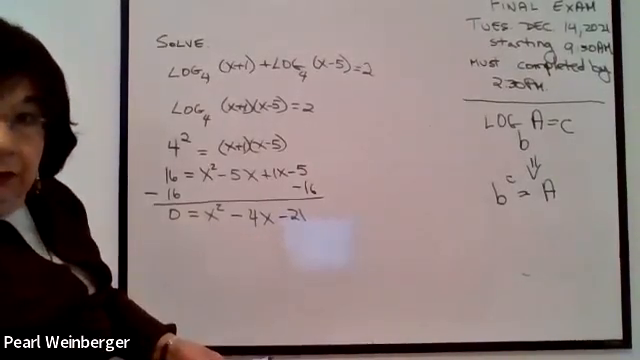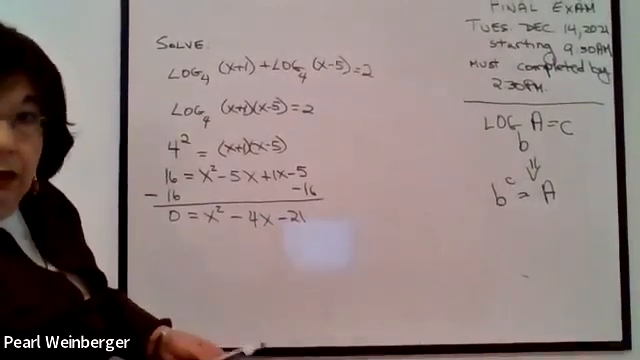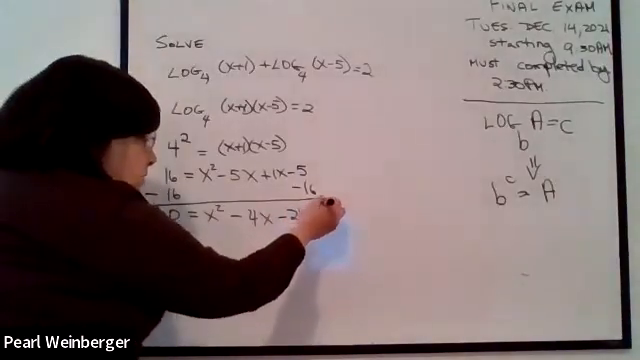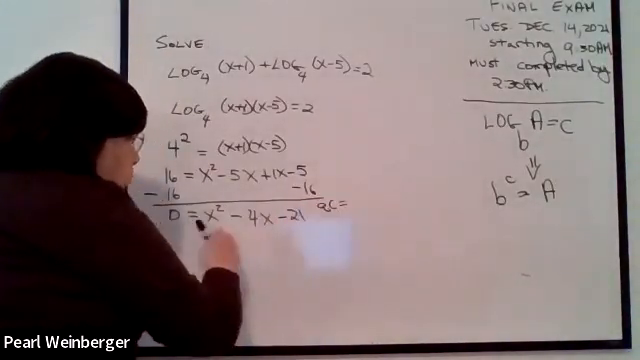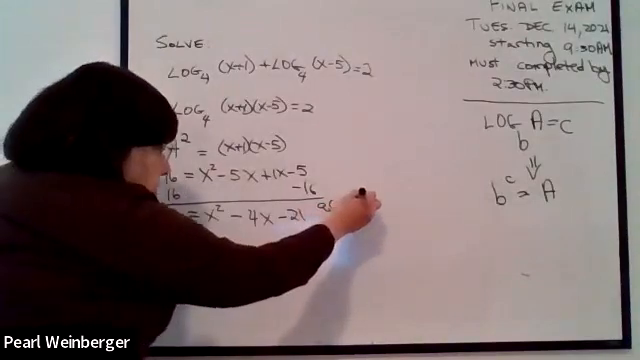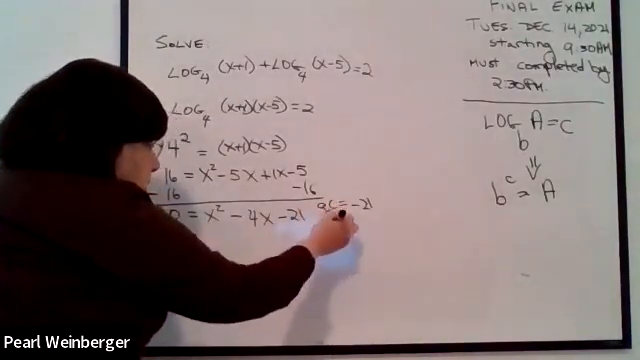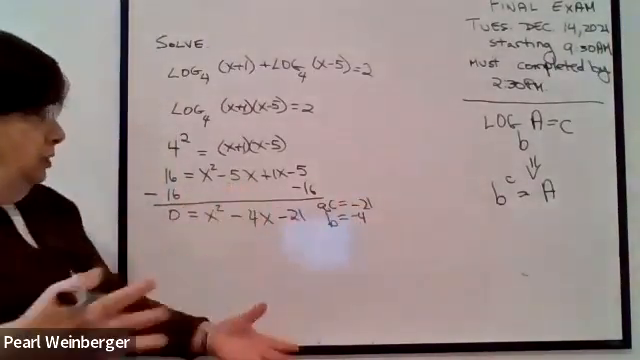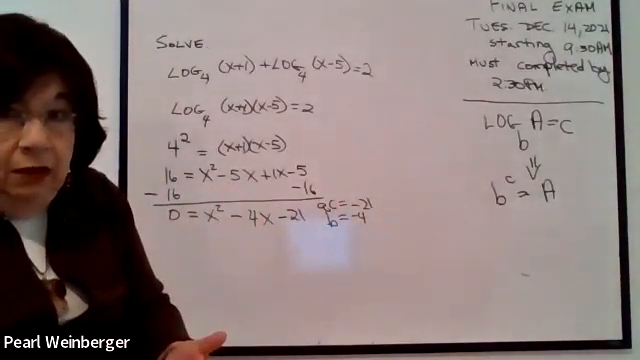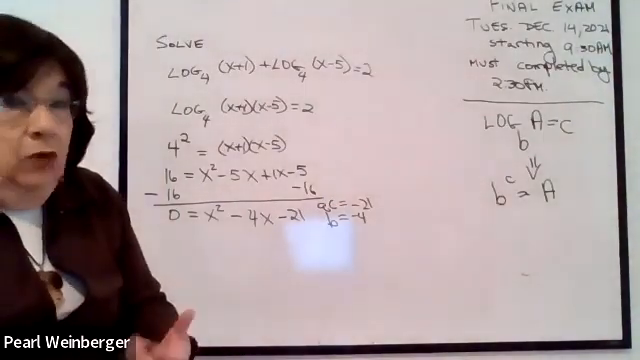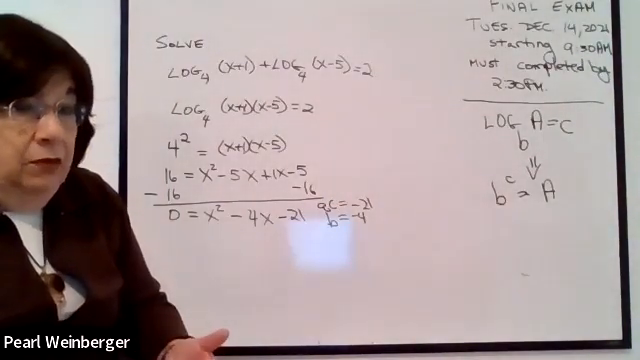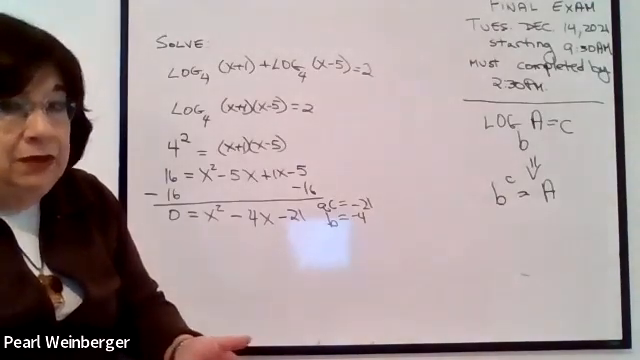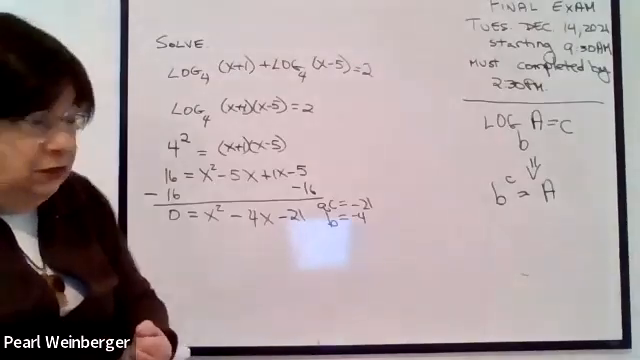So how do we go about doing that? Well, using the AC method, my AC is 1 times negative 21. So that's negative 21. My B is negative 4. So I'm looking for two numbers that when I multiply them are going to give me negative 21, and when I add them, I'm going to get negative 4. I think it should be obvious that it should be a negative 7 and a positive 3.